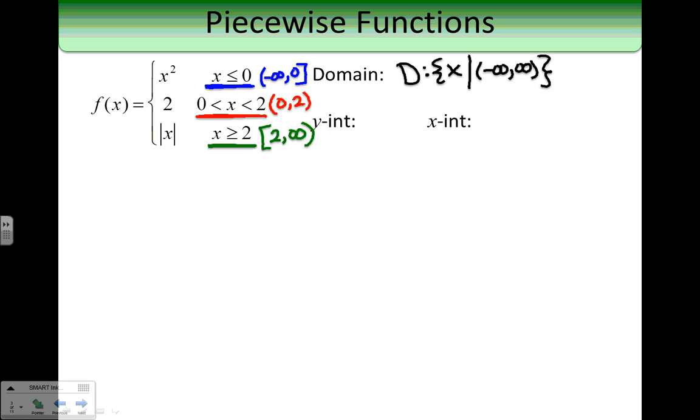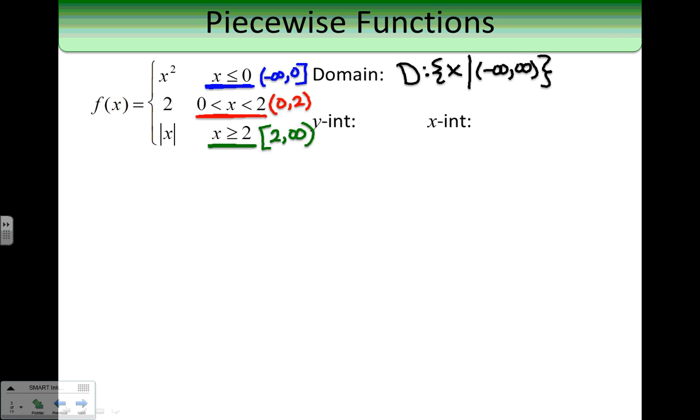For the y-intercepts, we know that in any function, to find a y-intercept, x always needs to be equal to 0. Well, we have 3 different function pieces here, and we need to figure out which one we are going to plug in 0 for x. So look at our 3 different domains: negative infinity to 0, 0 to 2, and 2 to infinity. Which one includes the value for x of 0?